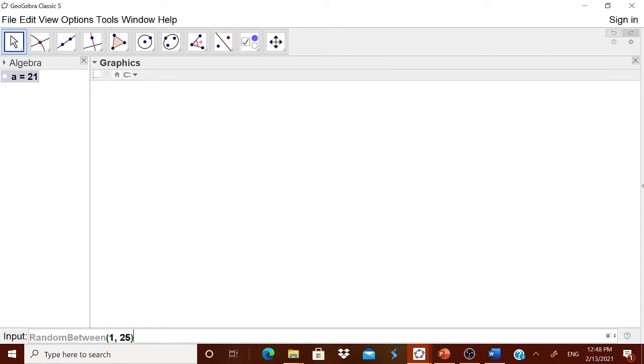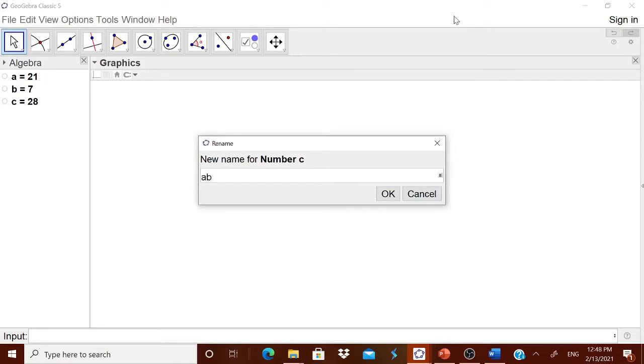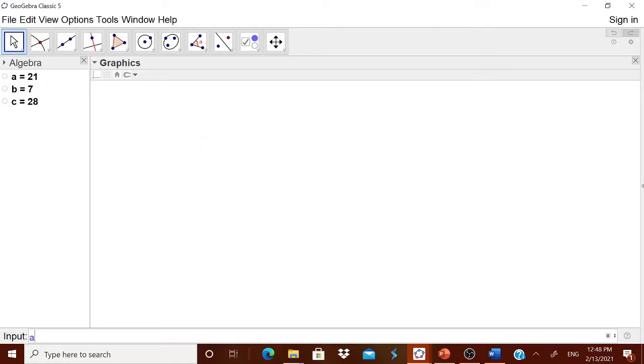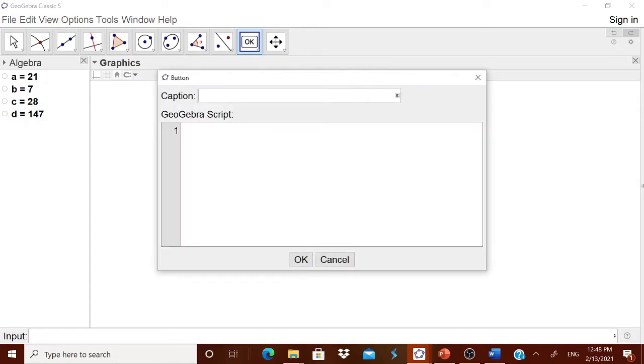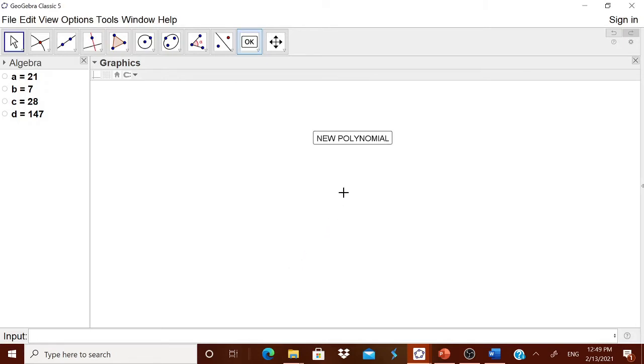As I want the first polynomial to be factorized by splitting the middle term, I will find a plus b and I will find ab. Now I want these numbers to be changed again and again. Therefore, I will go to this OK button. I will go for new polynomial. In the script, I will type UpdateConstruction, only with empty brackets. OK. Escape. You see, it is going on changing. This is going on changing.